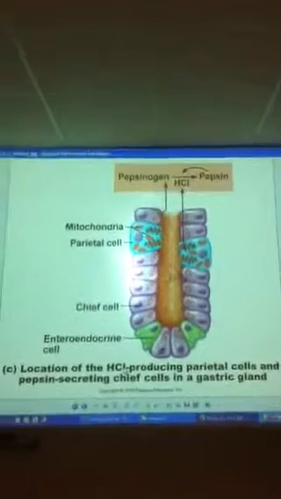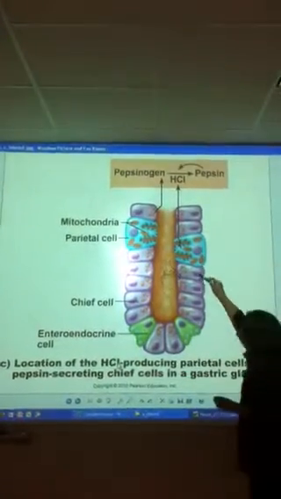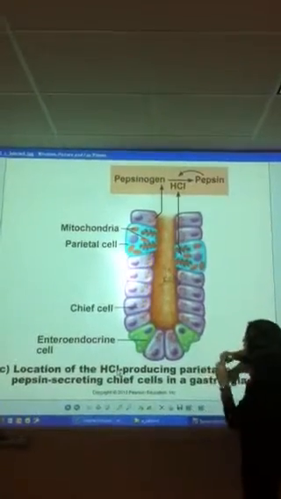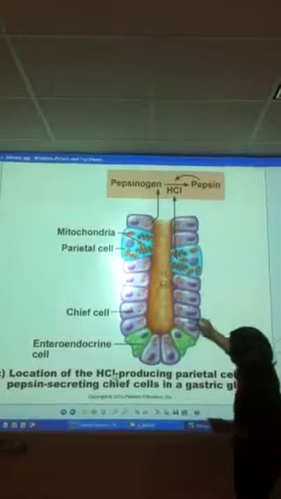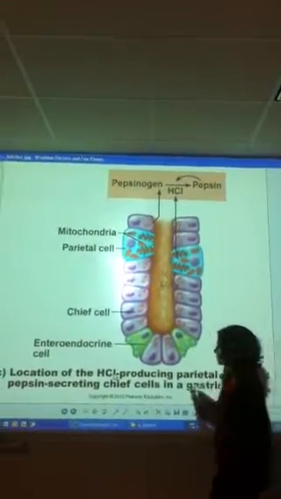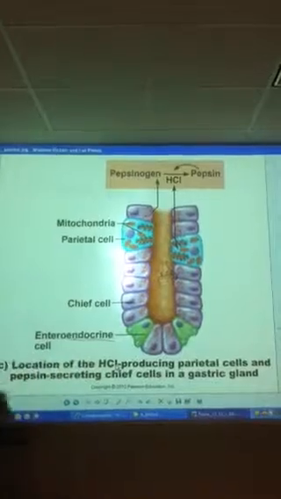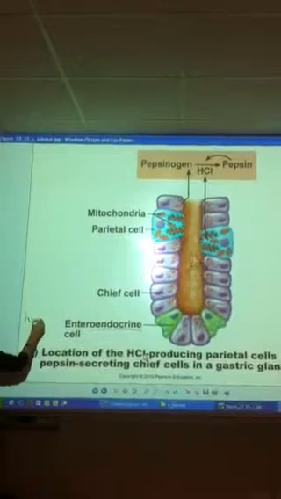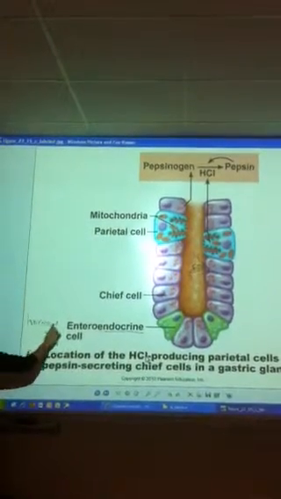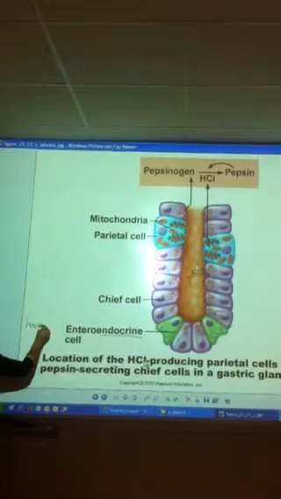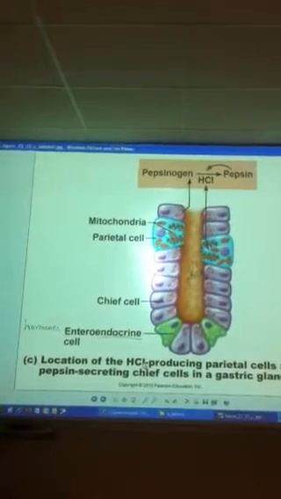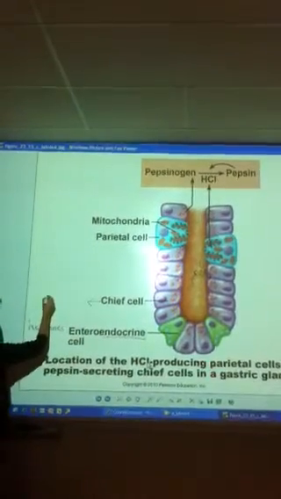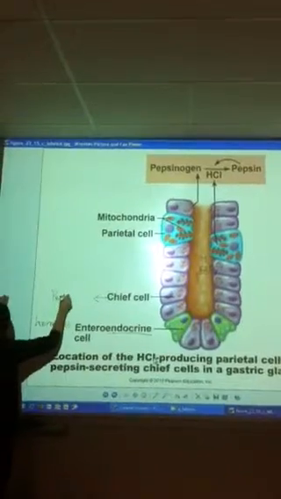So here are all the details. These are the chief cells. These are the parietal cells. They look like these things with teeth, very vicious looking cells, parietal cells. The enteroendocrine cells are endocrine cells, so they obviously secrete hormones that regulate the stomach activity. So hormones are secreted by the enteroendocrine cells. Chief cells secrete the inactive form of the enzyme, pepsinogen.